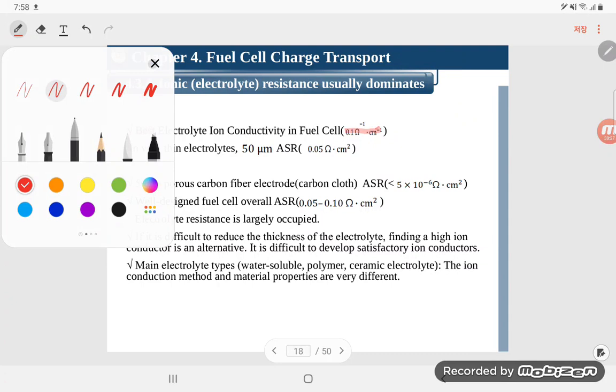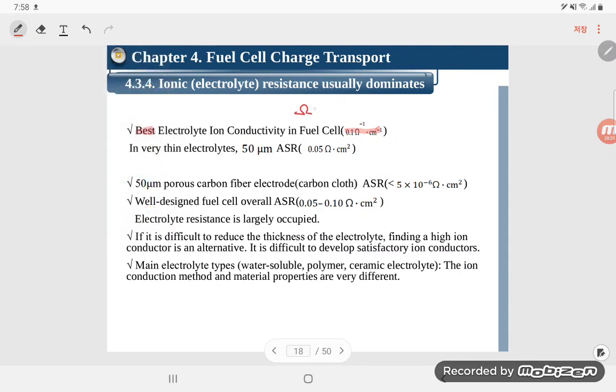In here, the ohm to the -1 is the same as the Siemens. This is a Siemens, okay? Remember that. This is the unit for expressing the conductivity for charge transport, and we use the Siemens. So that is 0.1 Siemens per centimeter.